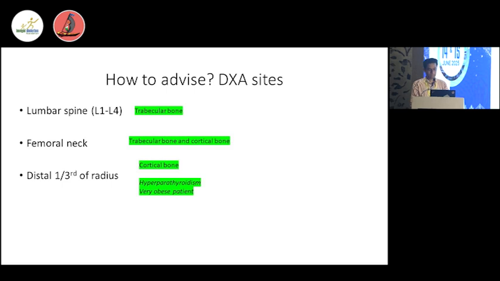Now this is a typical DEXA machine. Obviously it's not available in every area, so there is a lack, but still, if we have a DEXA, how can we go ahead with that? A simple thing: a patient comes to us, the clinical risk factors are there, we need to advise DEXA. Commonly we advise 2 sites, lumbar spine and femoral neck.